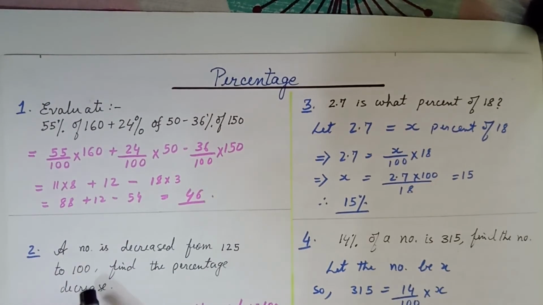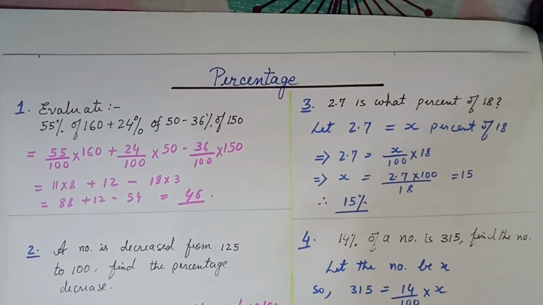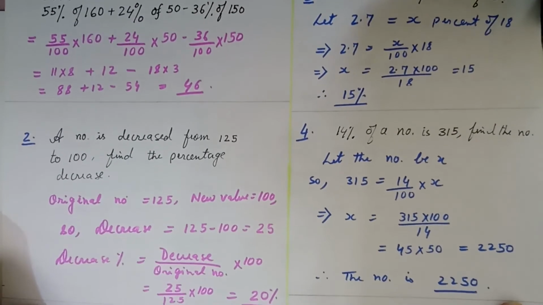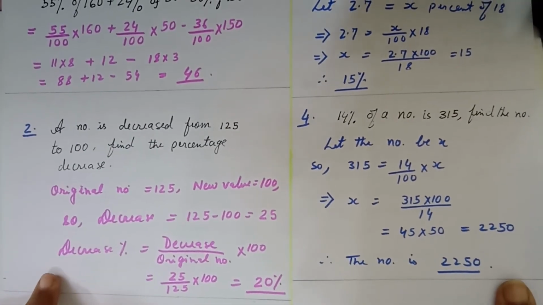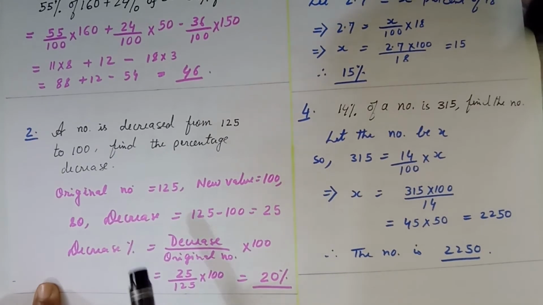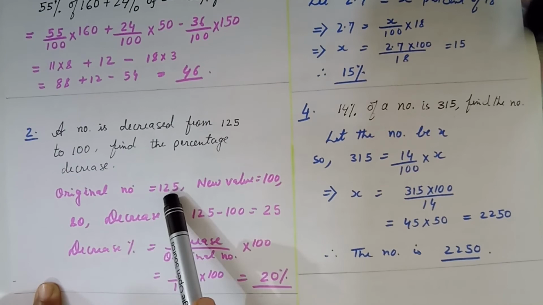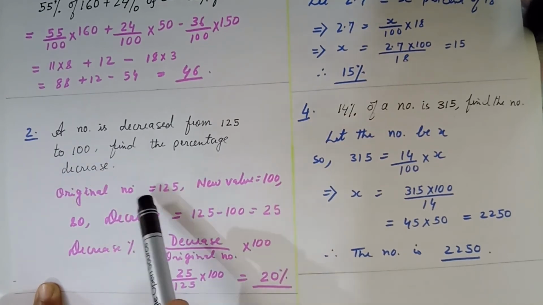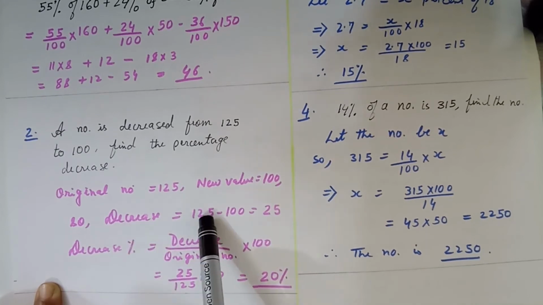The second question: a number is decreased from 125 to 100. Find the percentage decrease. So first the number is decreased by a particular percent and then the decreased percent is asked to find out. So now here you see the original number is given to us, 125, written. The new value is also mentioned in the question, 100. We know that 125 to 100 is the decrease.